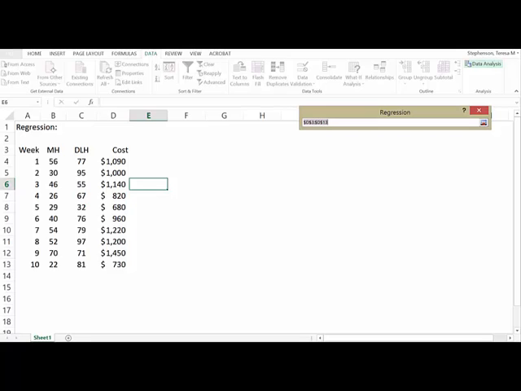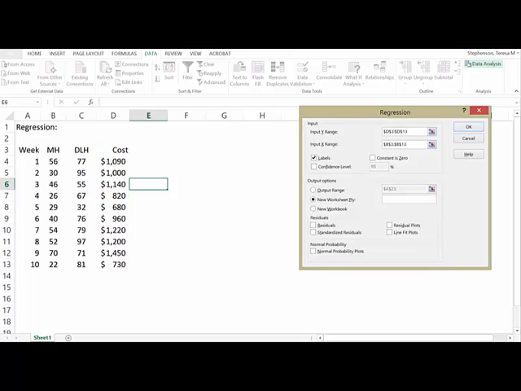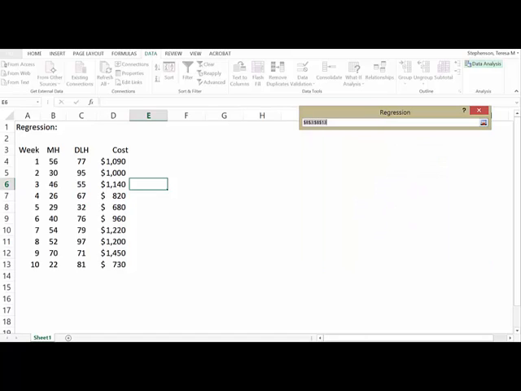It's the variable that we are trying to predict, or our cost. So we're going to select our costs and then click OK there. And now it asks us for the X range. The X range is the independent variable. It's the number that we're trying to use as our cost driver. Let's select machine hours and see how we do.